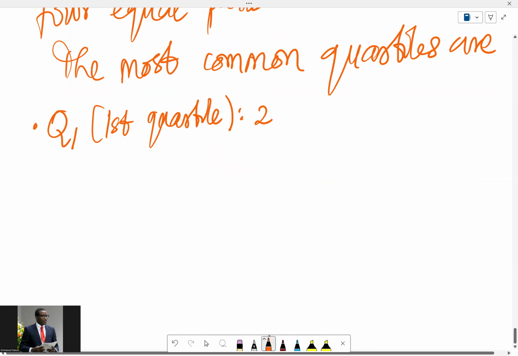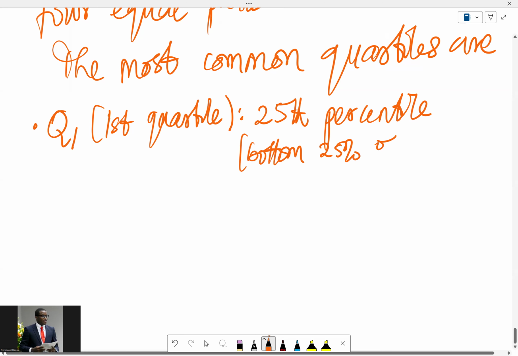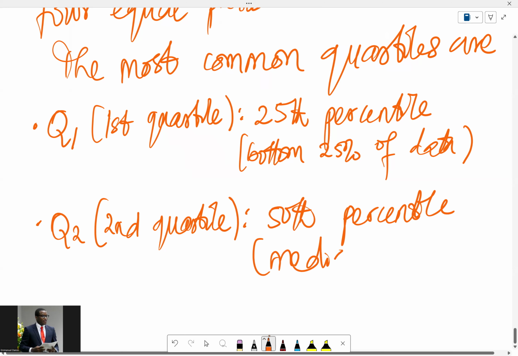The first quartile is actually 1/4, which is 25%. So this is the 25th percentile, or if you like, you can call it the 2.5th decile, which is the bottom 25% of data. Then you have Q2, the second quartile, which corresponds to the 50th percentile. So you can call it the median. The 50th percentile, or the fifth decile, corresponds with the median.